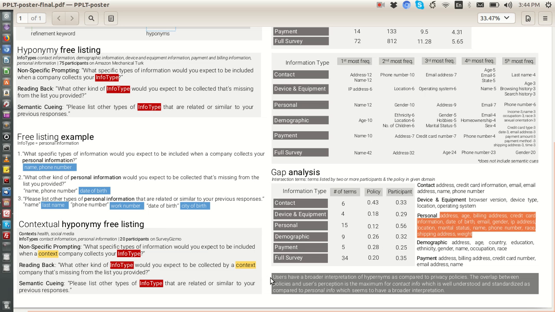Our conclusion says that users have a broader interpretation of hyponyms as compared to privacy policies. The overlap between policies and user perception is the maximum for contact information, which is well understood and standardized, as compared to personal information, which seems to have a broader interpretation.